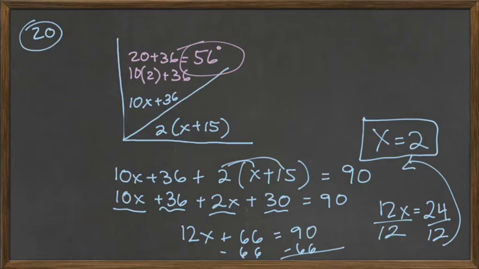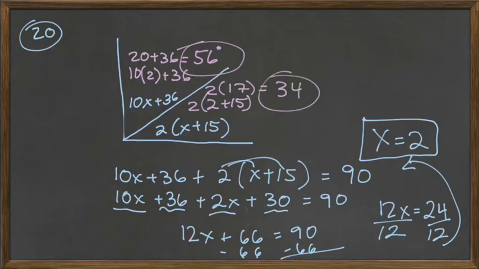The other angle has to be what? 34. We did something wrong. So let's see, 2 plus 15 is 17 times 2 indeed is 34. We didn't do anything wrong. Here you go. So you have to go through the whole steps and then plug it back in to find the two angles. Do not stop here.